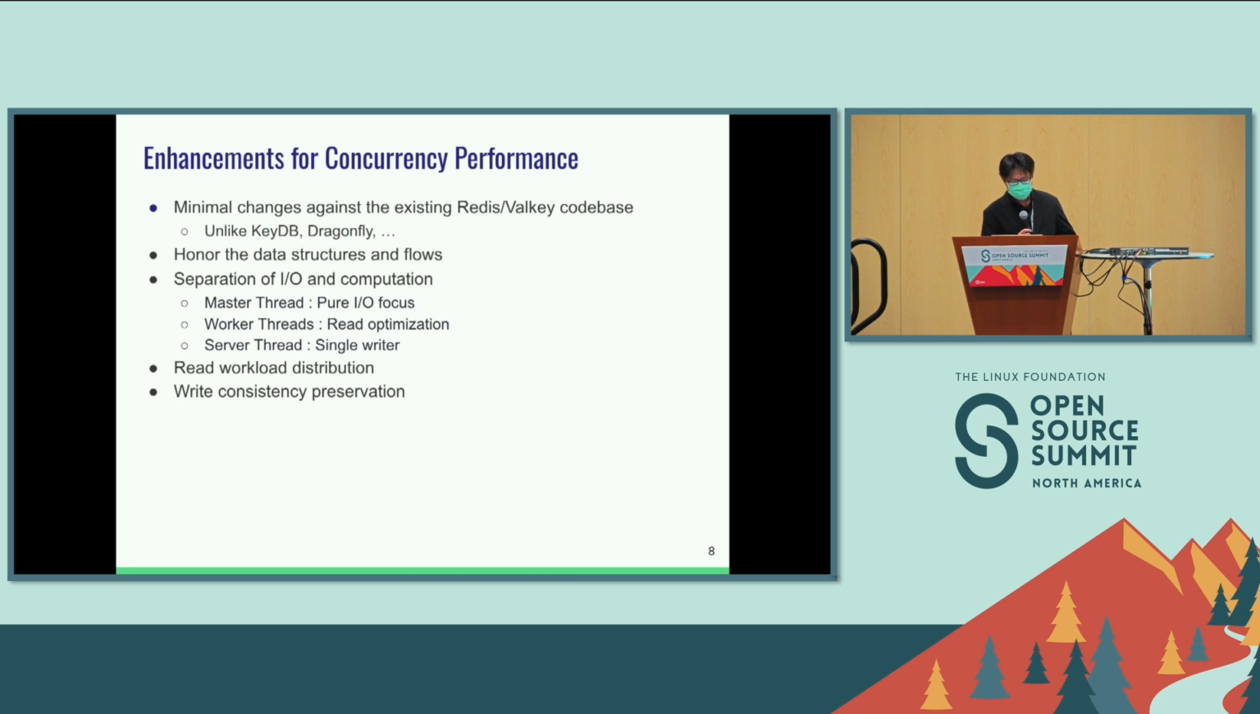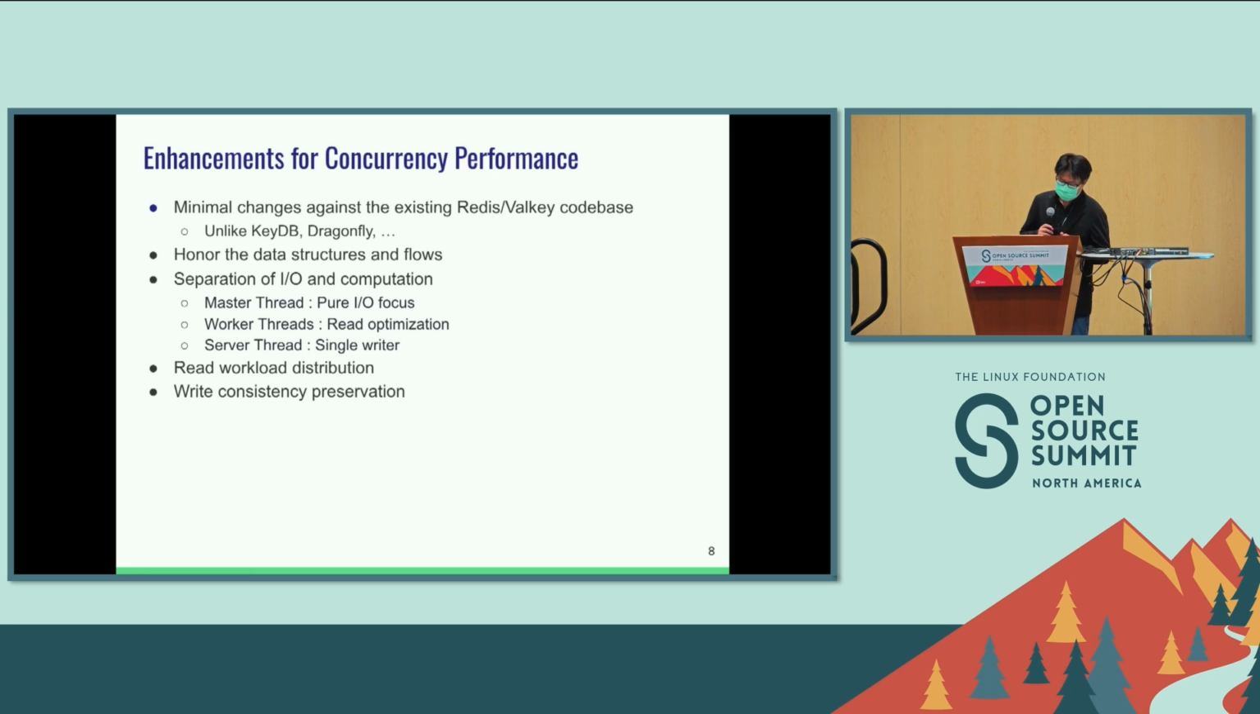So right now, we try to think about a different approach. Our idea is to modify the source code without a heavy change, unlike KeyDB, Dragonfly and so on. And we want to keep the existing data structures, such as skip lists. And we try to follow the existing control flow as well.